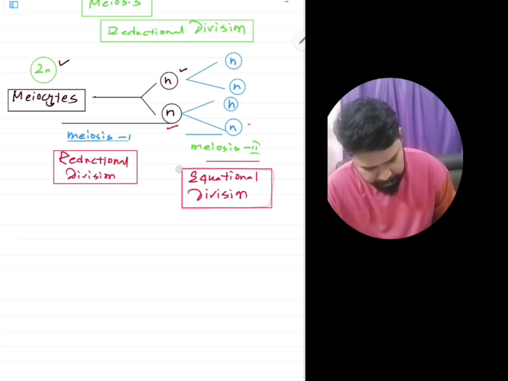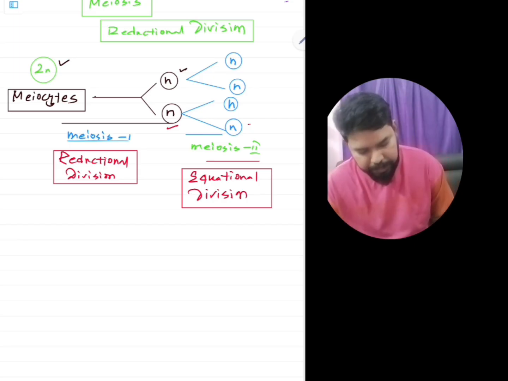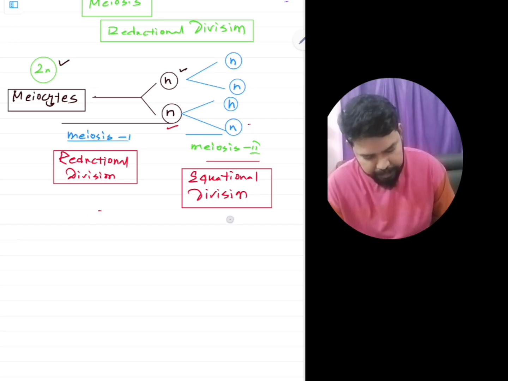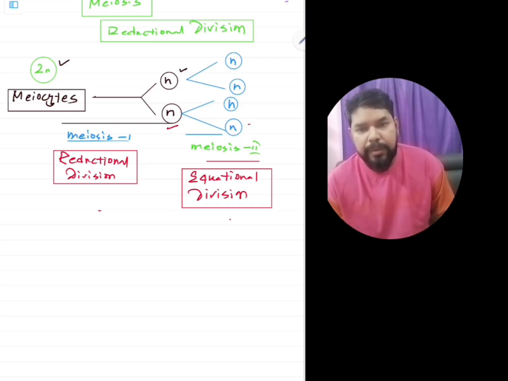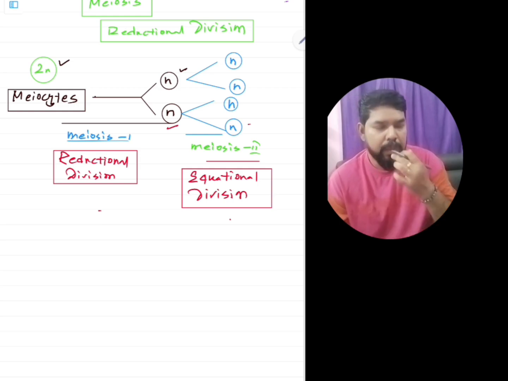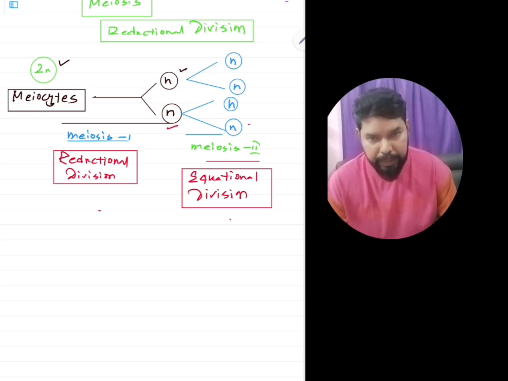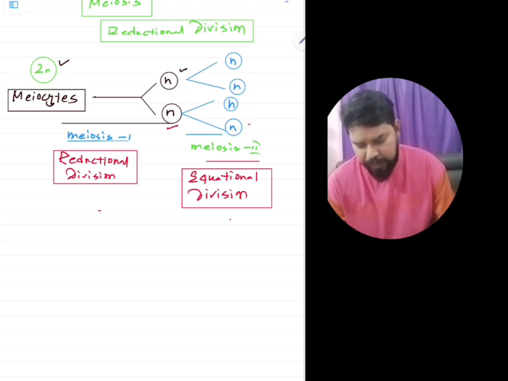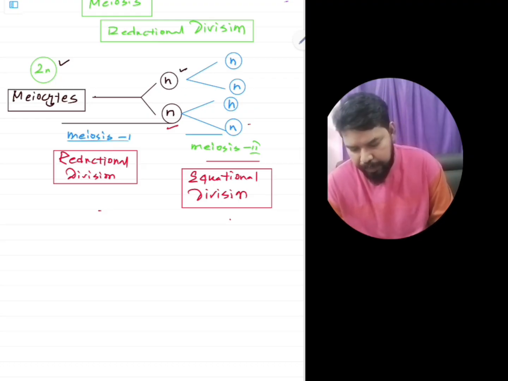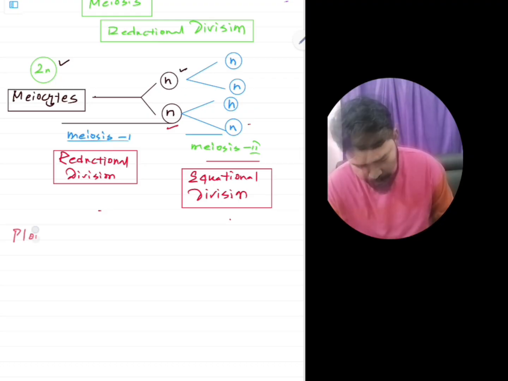So in this process, two successive divisions have taken place, starting from diploid cells and converting into haploid cells. To enter into the actual process of meiosis, and to understand how the chromosome number changes from 2n to n and n to n, we need to know about ploidy.